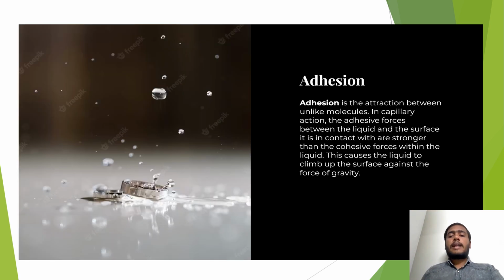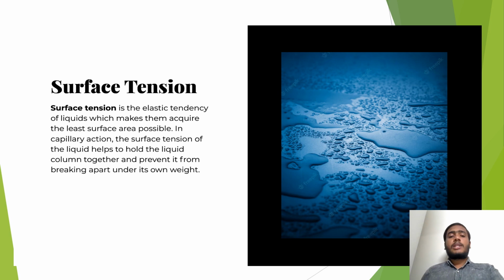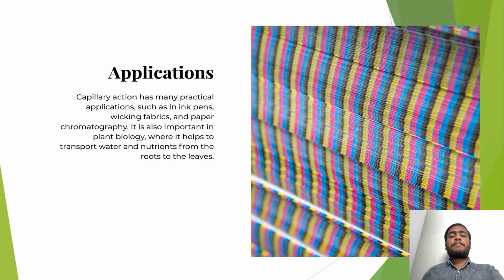Adhesion. Adhesion is the attraction between unlike molecules. In capillary action, the adhesive forces between the liquid and the surface it is in contact with are stronger than the cohesive forces within the liquid. This causes the liquid to climb up the surface against the force of gravity. Surface tension. Surface tension is the elastic tendency of liquids which makes them acquire the least surface area possible. In capillary action, the surface tension of the liquid helps to hold the liquid column together and prevent it from breaking apart under its own weight.